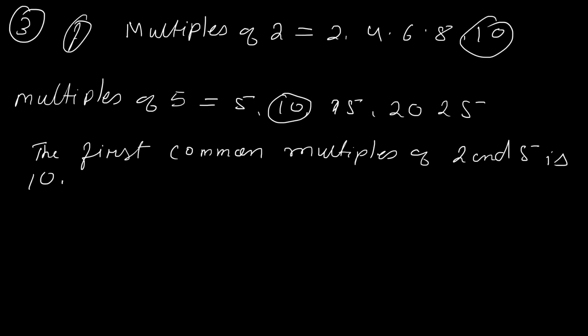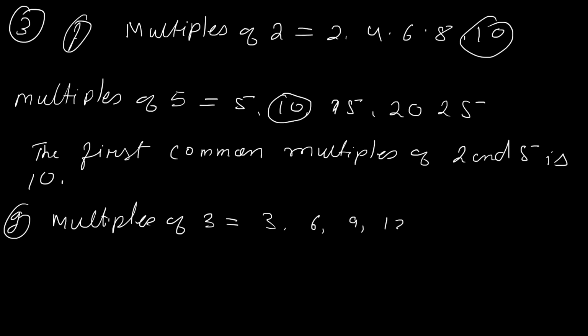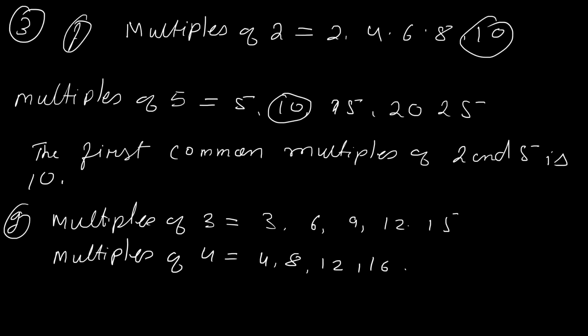Done. Very, very easy. Now again, number G. Write the first common multiple of 3 and 4. Okay, so you write it. Multiples of 3: 3, 6, 9, 12, 15. If required, we will write more if we do not get the first common. Then multiples of 4: 4, 8, 12, 16, then 20. Now as you can see here, 12 is the common one.